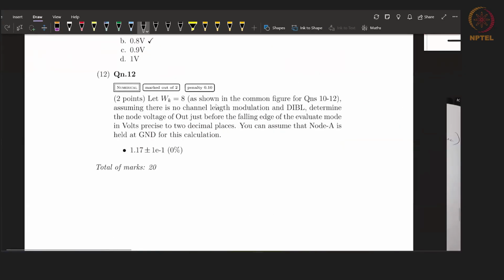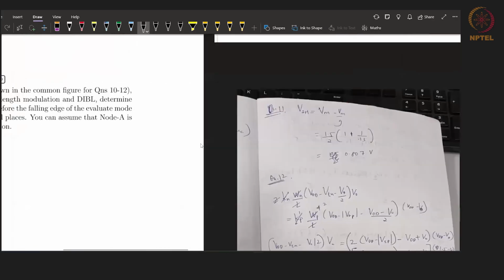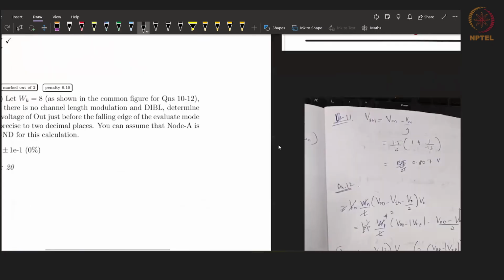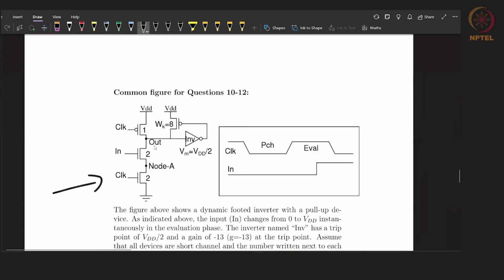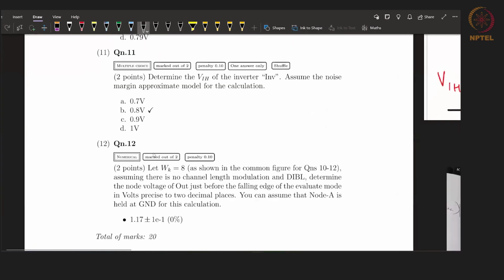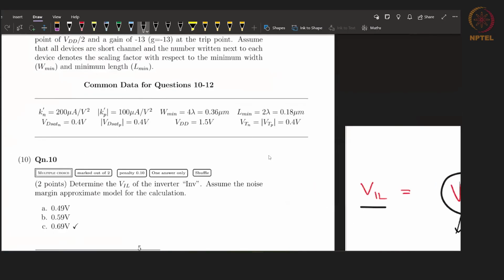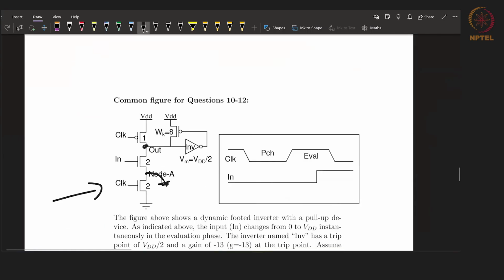Finally, let Wk equal to 8. Assuming there is no channel length modulation and DIBL, determine the node voltage of out just before the falling edge of the evaluate mode. And assume node A is held at ground for this calculation. So, if you were to assume that node A is held at ground, go back to the diagram, right? Node A is grounded. Okay, so you're now being asked to determine the node voltage of out just before the falling edge, right?